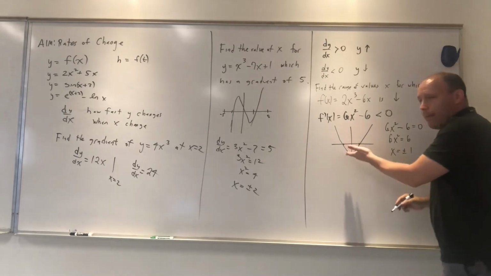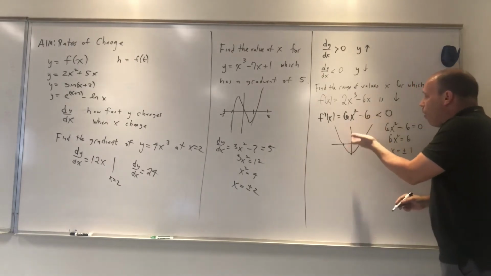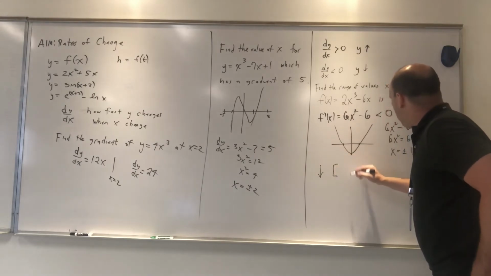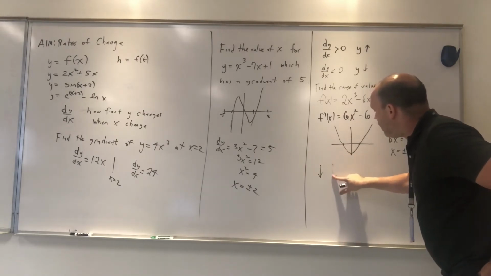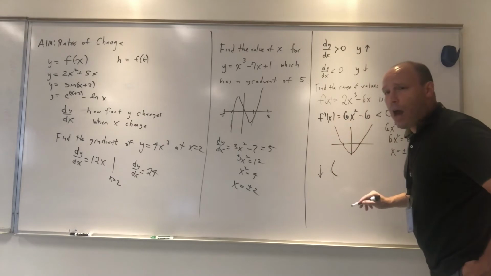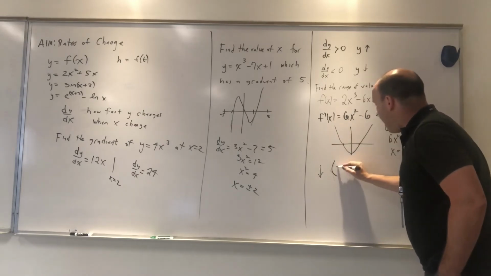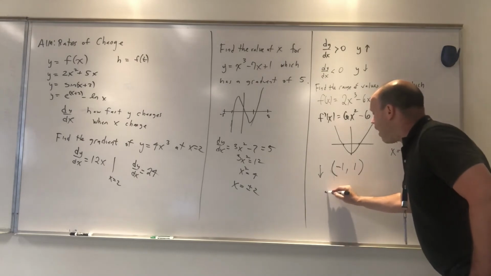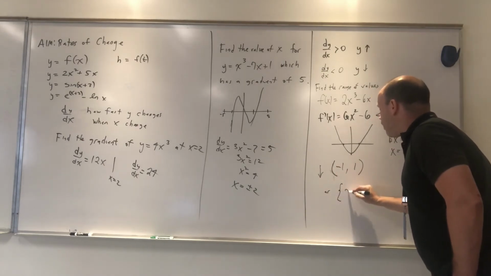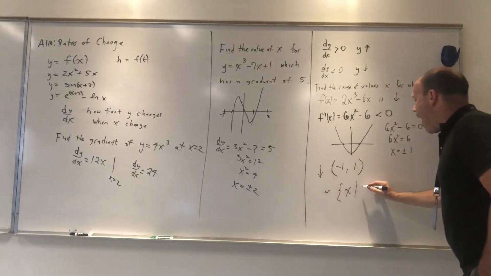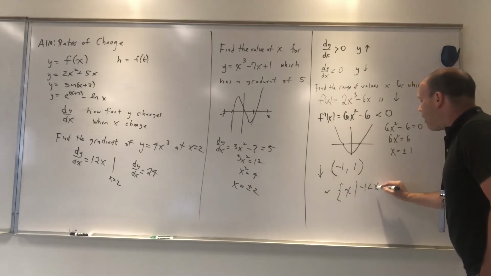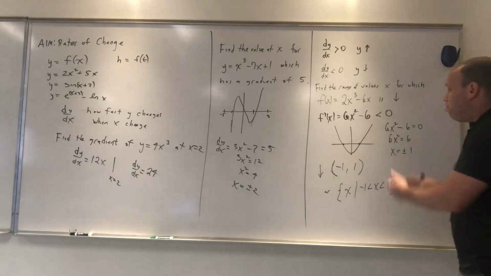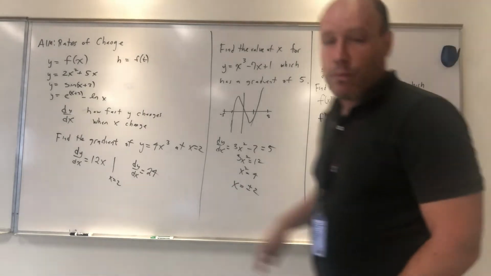When is this parabola less than 0? Oh, between, so it's decreasing between, nope, sorry. It's decreasing between, but not including, -1 and 1. Or you can say it's for all x values such that x is between, but not including, 1 and -1. That's the idea.